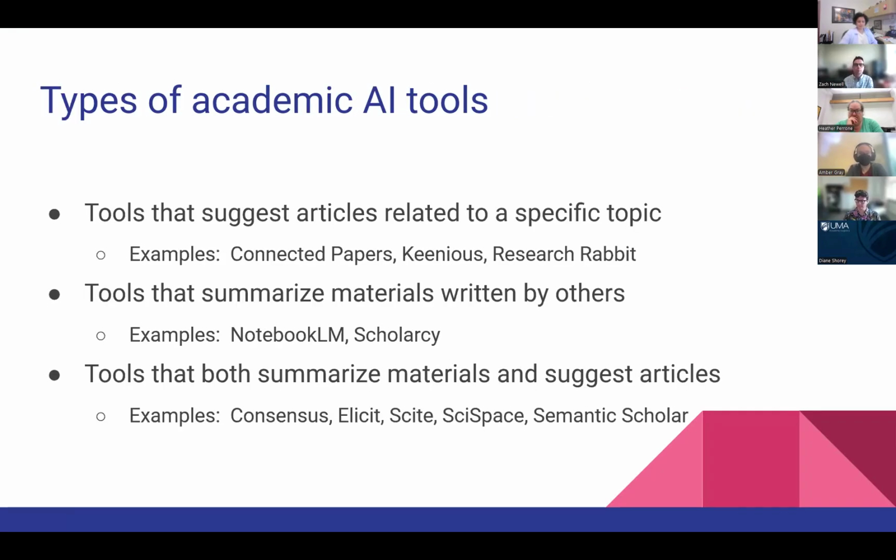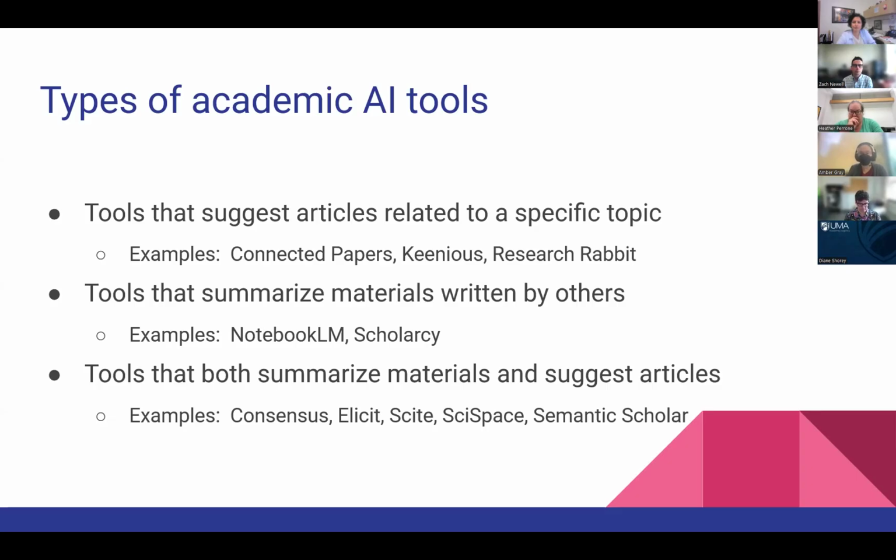So there are three different types of academic AI tools that I looked at. There are tools that suggest articles related to a specific topic. So you do a search for a topic and it says, oh, you might want to look at these articles. Some examples of these are Connected Papers, which creates a web of interconnected articles for you, Keenius, and Research Rabbit.